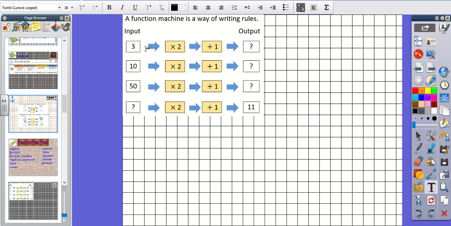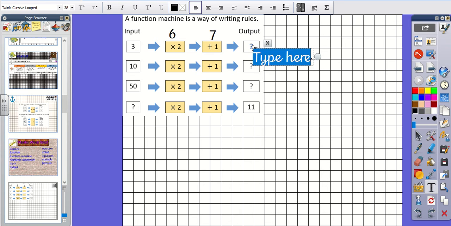So 3 goes in, we multiply by 2, so that's going to give me 6. And then we add 1, which is going to give me 7, which is going to become my output. So the answer would be 7. Let's do the next one. So 10 goes in, we multiply by 2, which gives me 20. We add 1, which gives me 21.